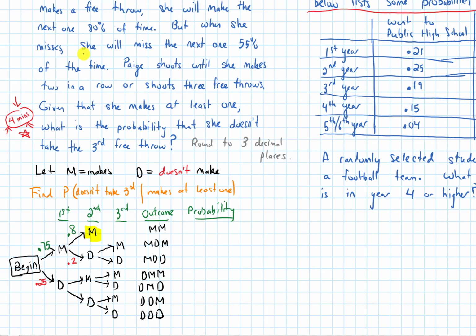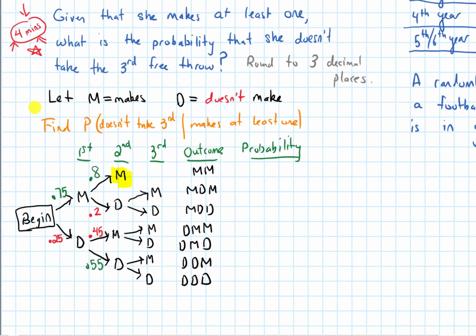The question also says that when she misses a free throw, she will miss the next one 55% of the time. So when she doesn't make the first one, she will not make the second one 55% of the time. So this is 0.55, which will mean the one above it is going to be 0.45. So in this way, we can fill out these remaining probabilities.